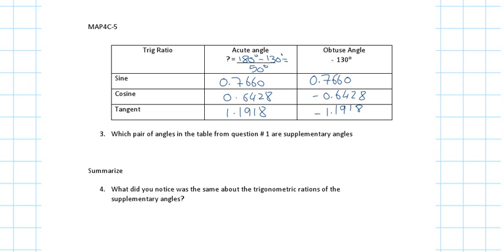So we've already discussed most of this, but we'll talk about them, and then we'll copy the answer. Which pairs of angles in the table from question number 1 are supplementary angles? So what did we say? 20 and 160. 41 and 139. 88 and 92. Okay?